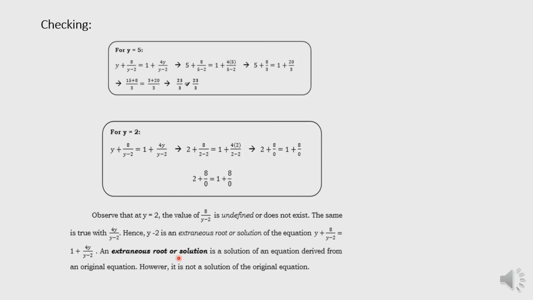An extraneous root or solution is a solution of an equation derived from the original equation. However, it is not a solution of the original equation. You can see here that this is 0, so 2 is not equal to 1. Therefore, it is not a solution, or we call it an extraneous root or extraneous solution. Can you see the difference? So therefore, 5 is a root and 2 is an extraneous root. I hope you understand.